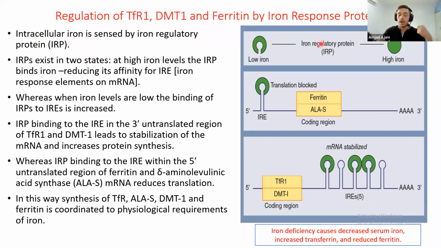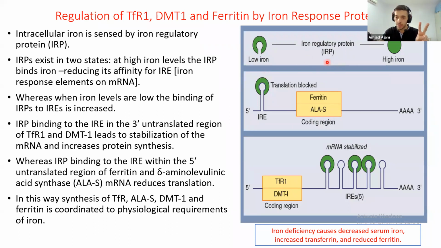Now, when there is a low iron state, so iron is low inside the cell, what happens? The IRP will bind to the 5' end on this mRNA strand. When it binds to this 5' end, it will block the translation of ferritin and ALA, which makes sense because when we have low iron inside the cell, we do not require ferritin, because ferritin stores iron inside the cell. If we don't have iron, we do not require ferritin, and also for the ALA synthase.